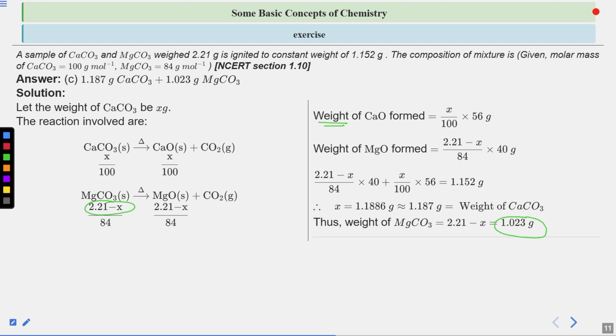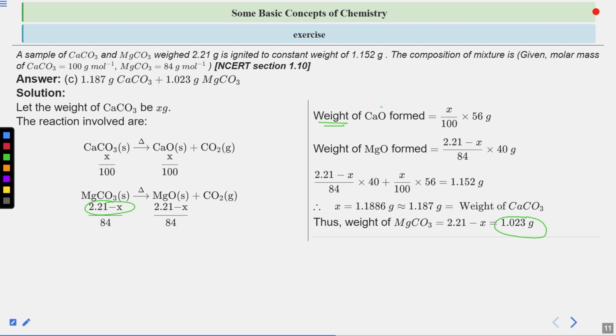So you don't need to worry if you see weight and mass being used interchangeably. Yes, you can use both of them. There is no issue in that. In physics, we have an issue with that, but in chemistry, we can take weight and mass both.